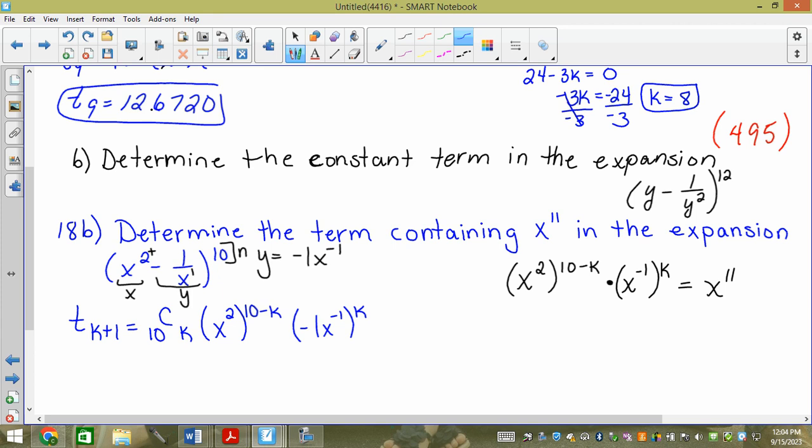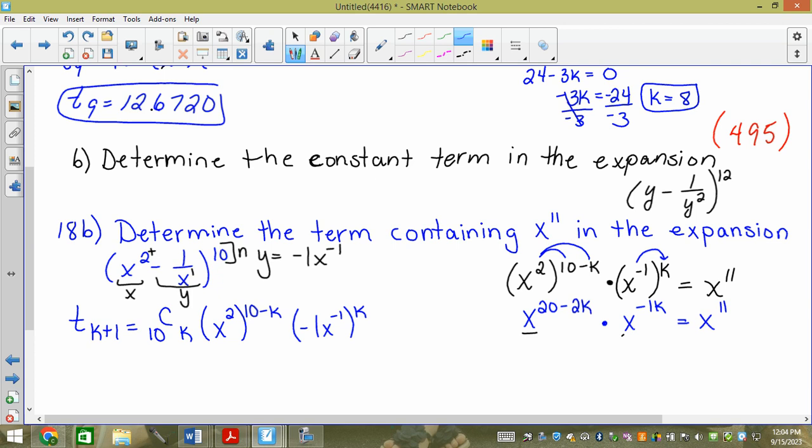That's when you'll always do this, when you have one normal variable and one with a fraction that you have to pop up to the negative exponent. Okay? So I have to remember to distribute. So I get x to the 20 minus 2k times x to the negative 1k equals x to the 11.